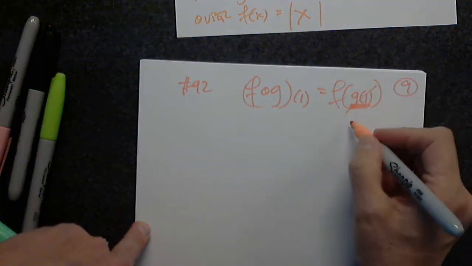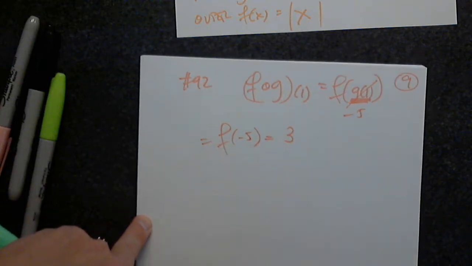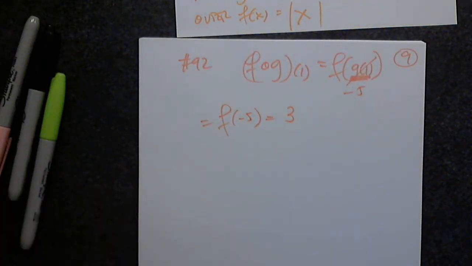So this, don't cross it out like that, I just want to make a point. So this was f of -5, and therefore f of -5 was 3. Any questions?